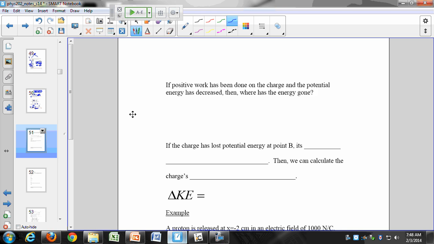Like we know it's a conservative force, so we know it wasn't lost to heat or whatever. We know the potential energy decreased, but work was being done. So what is the energy? How would you describe it? It's kinetic energy. That energy has become kinetic energy, or the work has created kinetic energy.